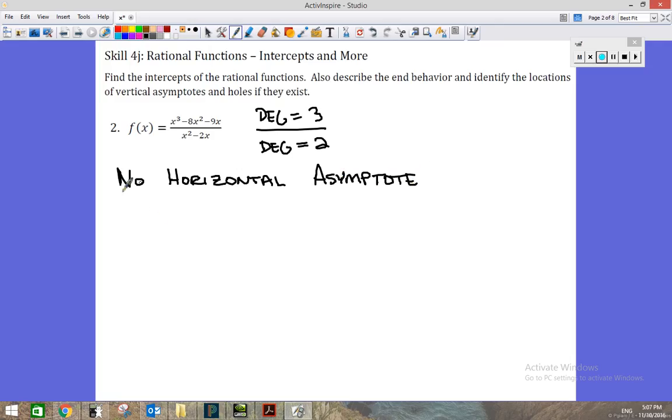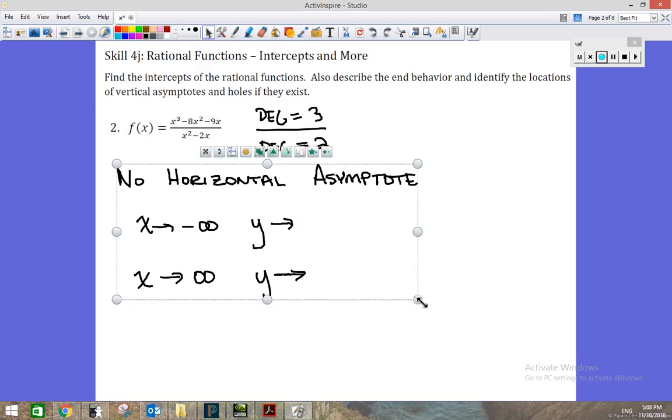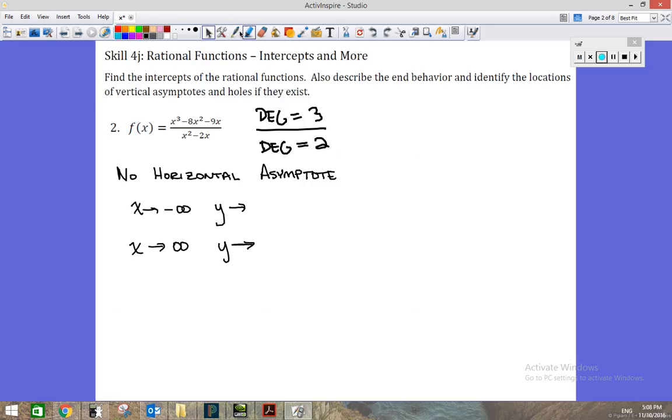So for the end behavior of this graph, as x is approaching negative infinity, we need to determine: is y approaching positive infinity or negative infinity? As x is approaching positive infinity, what is y doing? Is it approaching positive or negative infinity? So the easiest way for us to do this is to plug in extreme values. Values very, very small, heading towards negative infinity, and then values very, very large, heading towards positive infinity. When you do that, x to the third is king of the mountain.